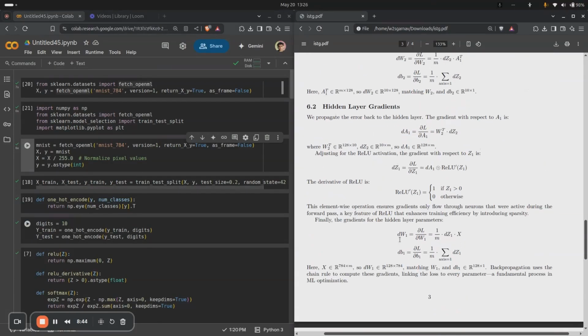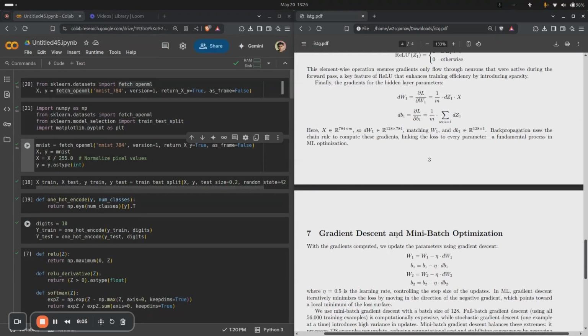Next, we have hidden layer gradients, where we propagate the error back to the hidden layer. The gradient with respect to A1 is as shown over here. Adjusting for the ReLU activation, the gradient with respect to Z1 is given as shown, where the derivative of ReLU is given as this. This element-wise operation ensures that gradients only flow through neurons that were active during the forward pass, a key feature of ReLU that enhances training efficiency by introducing sparsity. Finally, the gradients for the hidden layer parameters are as shown over here.